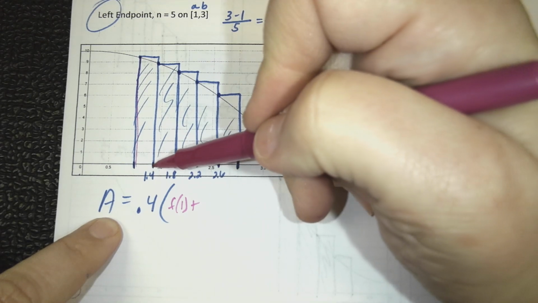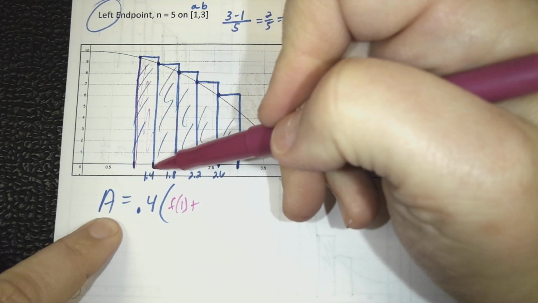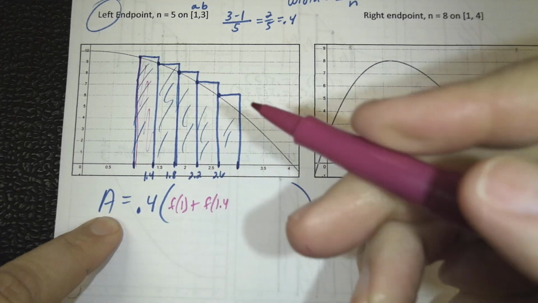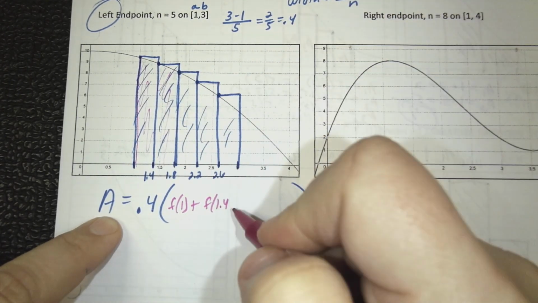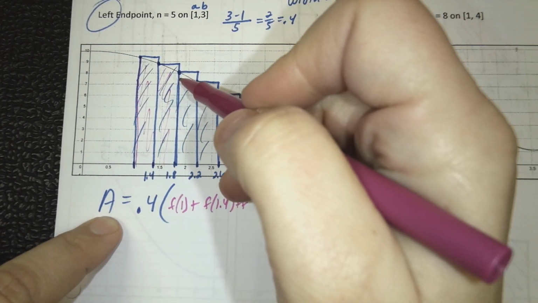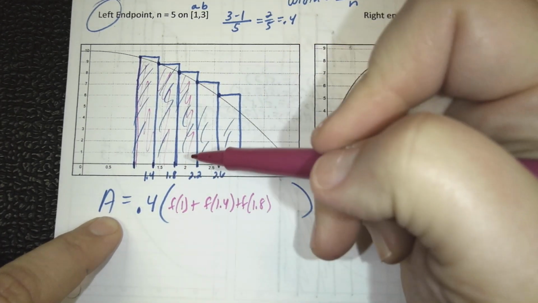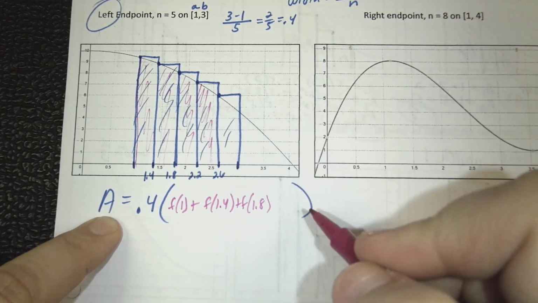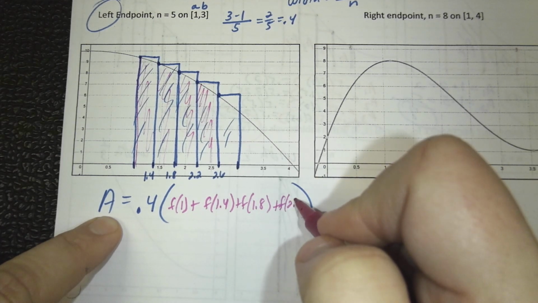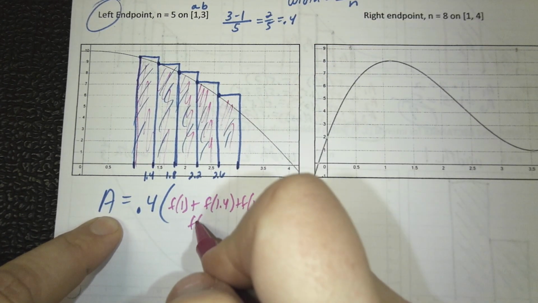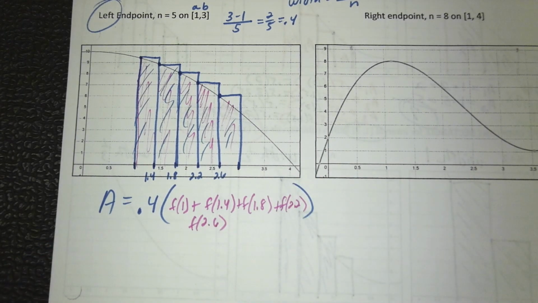What about the height of this second rectangle? What was this height? f of what? 1.4? What about the next one? f of 1.8? What's this one? f of, and I'm running out of room. And then what's the last rectangle's height? f of, and then I could find the area very easily.